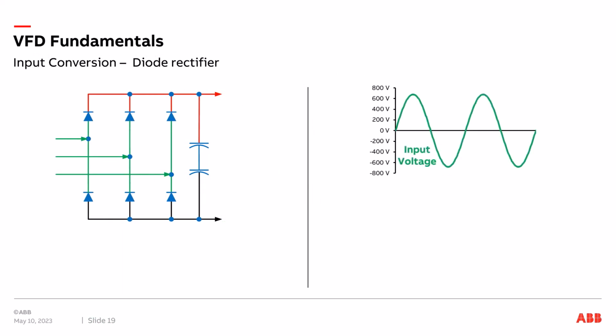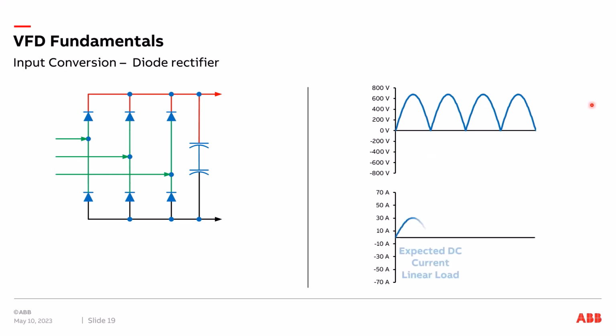We have our input voltage of 460 volts RMS. When you look at it though here in the chart, you can see around 650 volts is the peak. RMS is the root mean squared, and the peak voltage is around 650 volts. So, by going through the diode bridge, we end up rectifying the AC voltage.